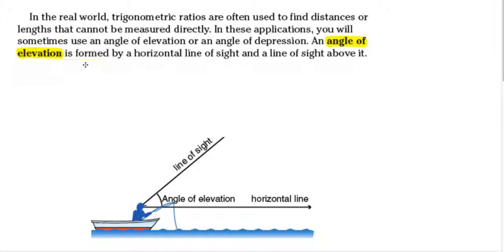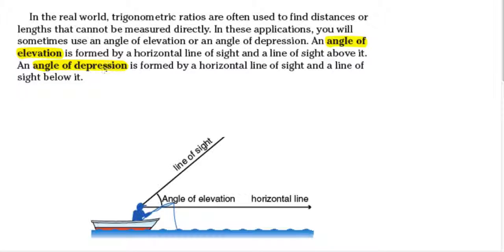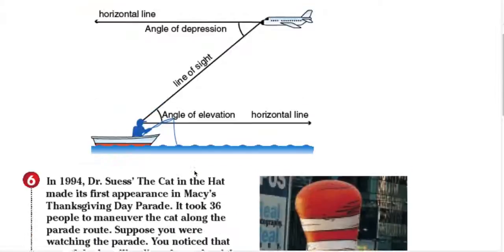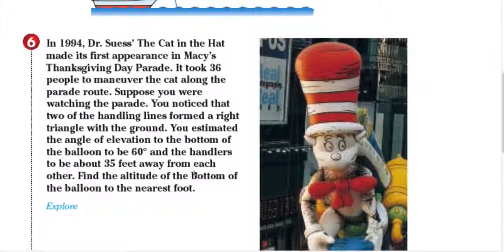There's another angle which we call the angle of depression. It is formed by a horizontal line of sight and the line of sight below it. So for the angle of elevation, the line of sight is above the horizontal, and for the angle of depression, the line of sight is below the horizontal. Do not be confused about how to use angle of elevation and angle of depression, because if you are confused in using this, then your answer will be wrong in the succeeding problems. Let's see how we use this in example 6.